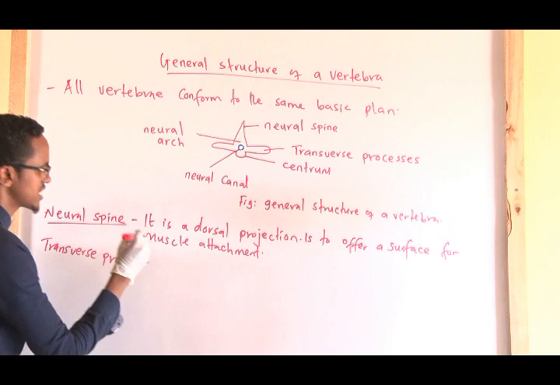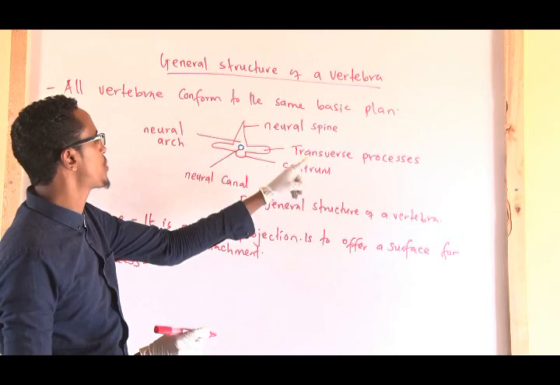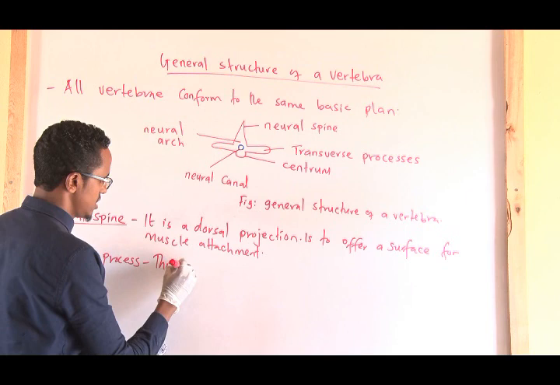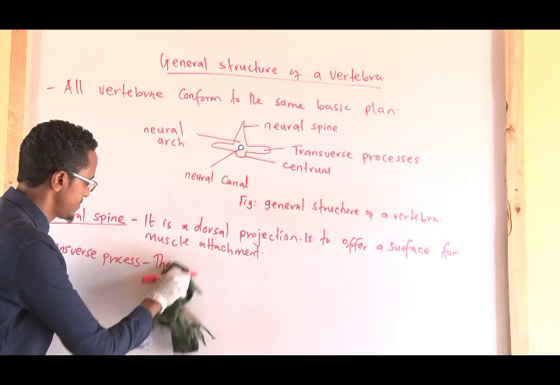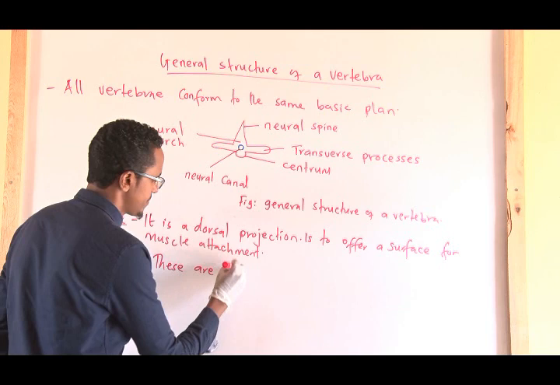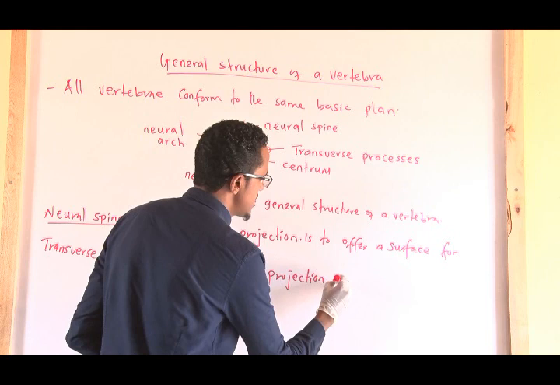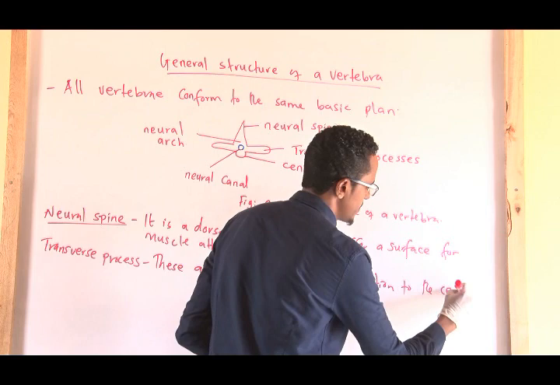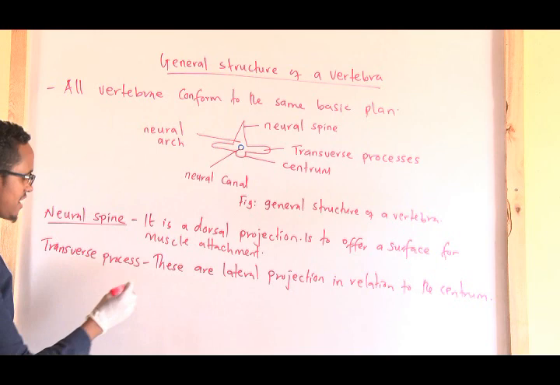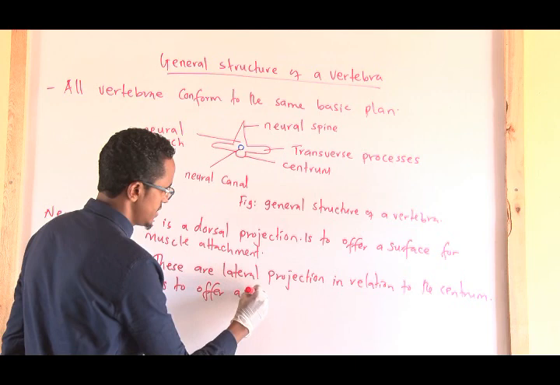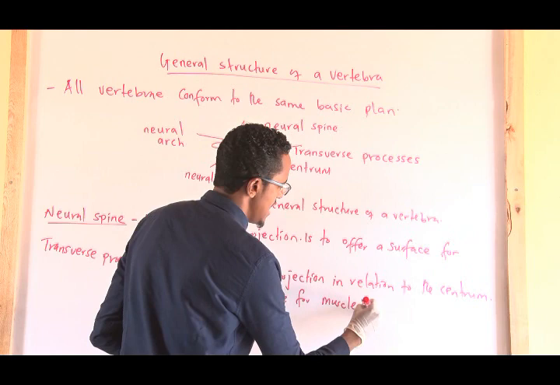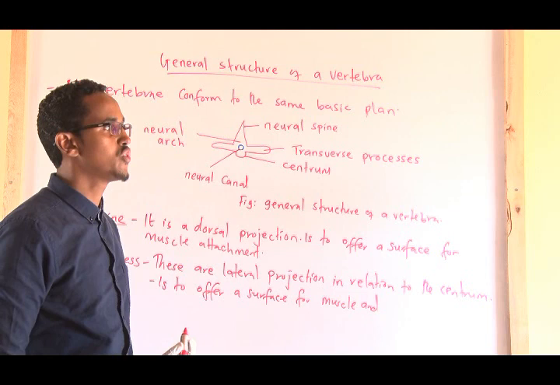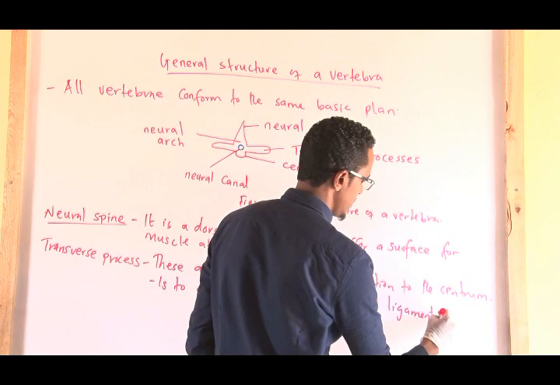Then the transverse processes also. What are they? In terms of how they are positioned, we say transverse processes are lateral projections in relation to the centrum, sideways in relation to the centrum. What's their function? Their function is also to offer a surface for muscle and ligament attachment. Even your neural spine can offer a surface for muscle and ligament attachment. I will explain ligament attachment.